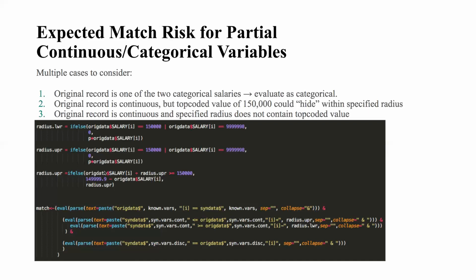And then obviously you don't have to worry about going beneath 0. And if your proposed radius doesn't catch 150,000, you can just take it as is. And then you just look at how many of the continuous variables are in the radius, are the discrete variables in the radius, and that's your counting function. So that code's on the GitHub. You can talk yourself in circles trying to set this up. That was our modified expected match risk.